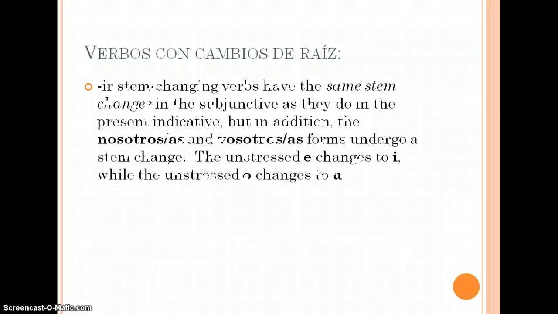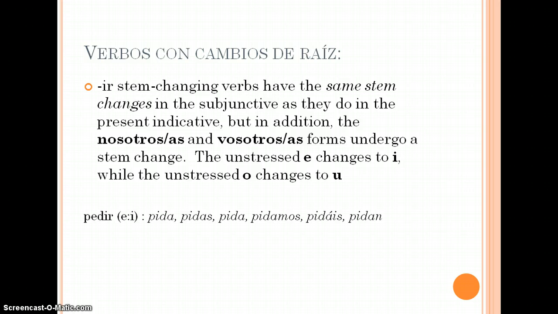IR stem changes are different. IR stem changing verbs have the same stem change in the subjunctive as they do in the present indicative, but the nosotros and vosotros forms also have a stem change. So if the change is an E, the unstressed E changes to an I, and if it's an O, then the unstressed O changes to a U in the nosotros and vosotros form.